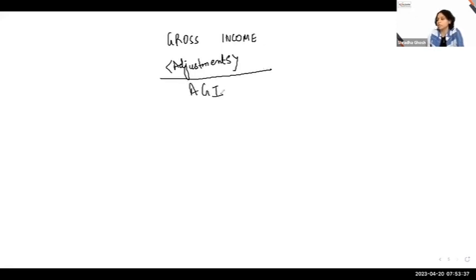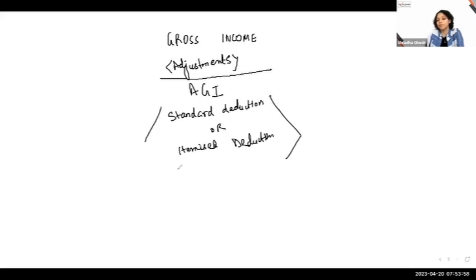So see what we said? We said first put everything into the bucket and give it to the government. Then the government tells you, are you having any of these adjustments that you can claim a deduction for? Then you take it out from that bucket. After that, what you get is a very important yardstick called the adjusted gross income. From the adjusted gross income, you either take the standard deduction or the itemized deduction, whichever is greater.